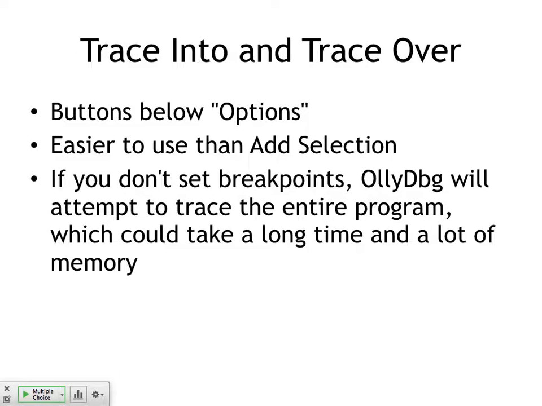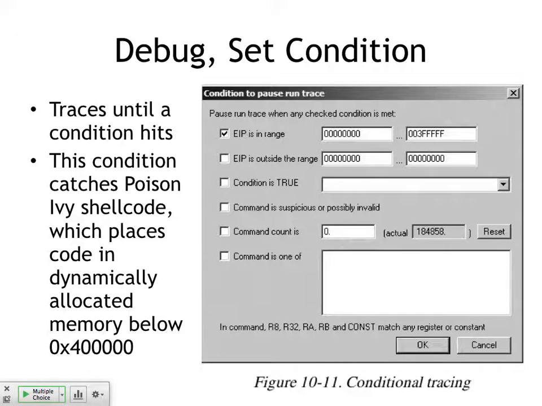If you don't set breakpoints, though, it will try to trace the whole program because it'll trace into and keep going, waiting for a breakpoint, and then you'll probably have something too slow. All right, then there's debug for conditional debugging. This will trace until a condition hits. So you can specify some condition like the EIP being in some range and other things being true. Then you can have some kind of mathematical condition that will tell it when you're done tracing. So, you know, they thought of everything.